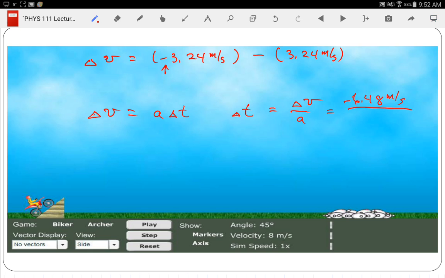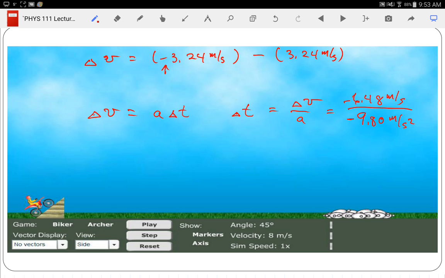And what's the acceleration of gravity? It's 9.80 meters per second squared minus, because it's down. The minus is canceled, which is really good, because it's really unlikely that he's going to be in the air for a negative amount of time. And so we just take that and we divide the two.